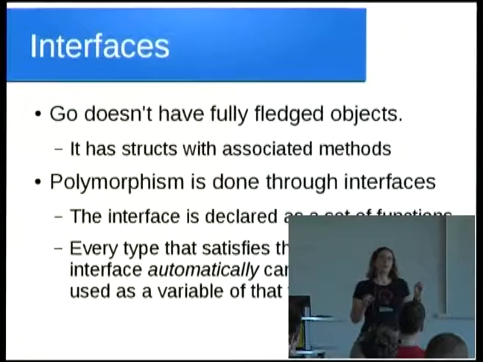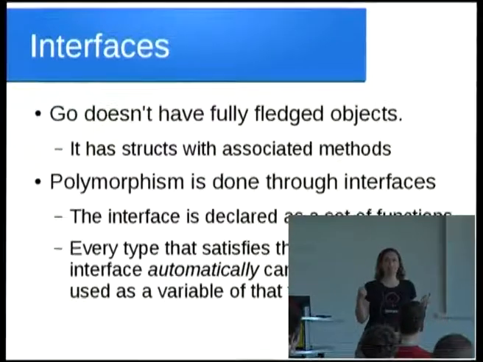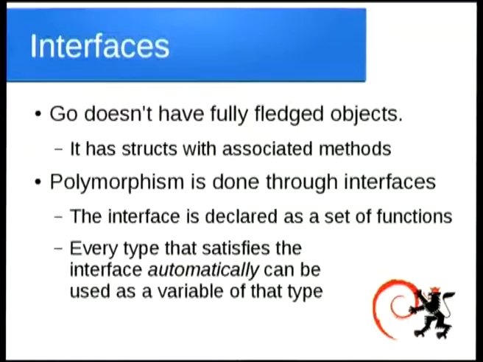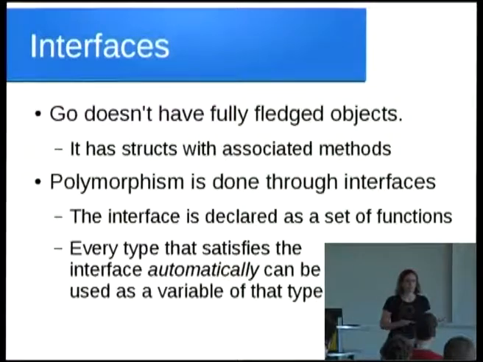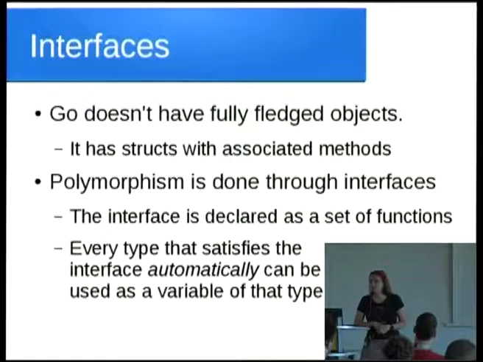Interfaces. Go does not have objects in the Java sense, but it does have something that's almost like objects. What you have is structs or types. It doesn't need to be a struct. It can be just a simple type. And you associate methods to those structs or types. You can even associate methods to, like, int. You can associate methods to any type you want. It doesn't need to be a type you declared. It can be any type you want. You can associate methods to it.